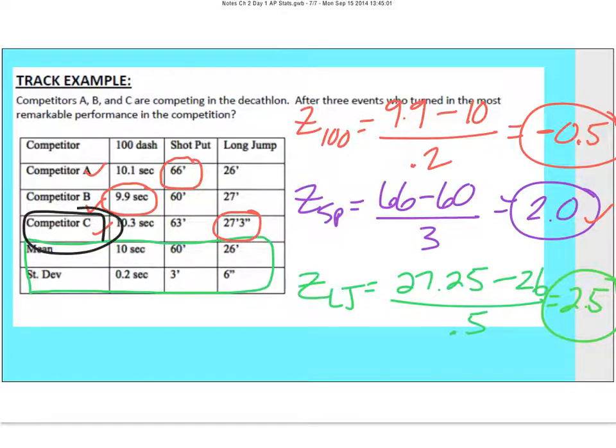So we would say competitor C had a better performance because there are more standard deviations. Again, either above or below, you have to think of the context of the problem. For the long jump, you want to be above. Again, for the 100-yard dash, below would have been good. If the 100-yard dash had come in at a negative 3 z-score, this would have been the best competitor. But here, it's the long jump, therefore competitor C.